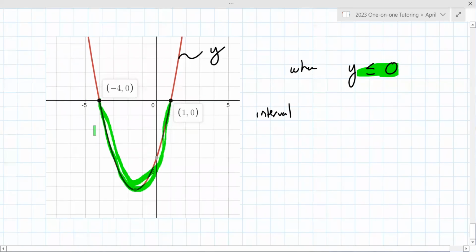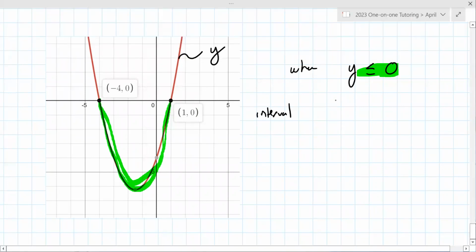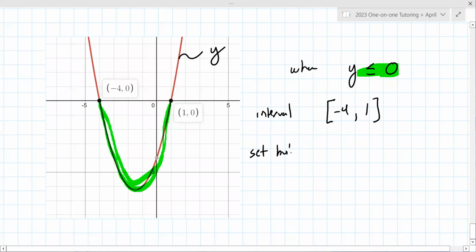It's everything in between those values. So let me give you the answer. The answer here is -4 to 1. How do we write that in set builder notation? -4 is less than or equal to x, less than or equal to 1. Okay, good.